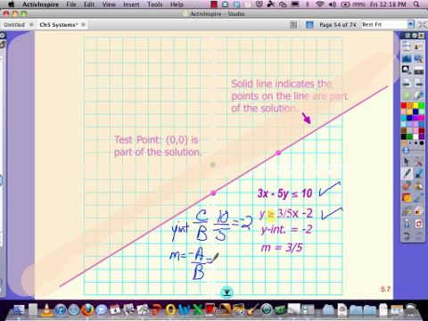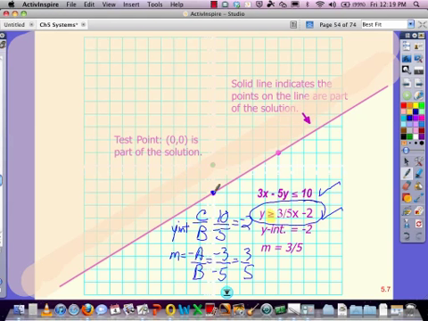Opposite of a would give us a negative 3, b would give us a negative 5, reduce that, and we would get 3/5. So if you don't want to rewrite the equation in slope-intercept form, you can use your shortcuts and you'd still arrive at the same result. Now, knowing our y-intercept is negative 2, here is 0, 0, so negative 2. And from there, we want a slope of 3 over 5.